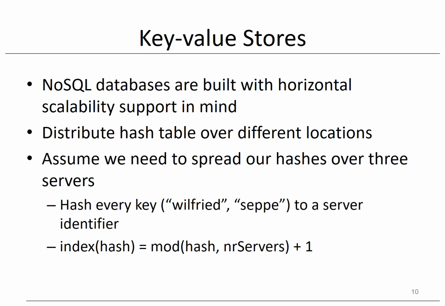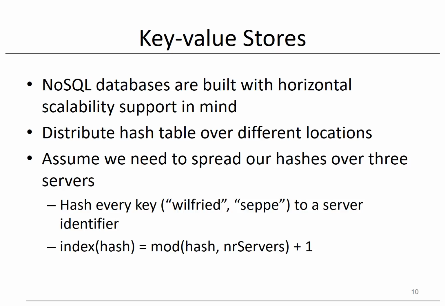A first key characteristic of NoSQL databases is that they are built with horizontal scalability support in mind and can be easily distributed. The idea is to distribute the hash table over different locations. Expanding our previous example, imagine that our hash table of ages exceeds the limits of our computer's memory. We decide to bring 2 more computers into the mix, over which our hash table must now be distributed.